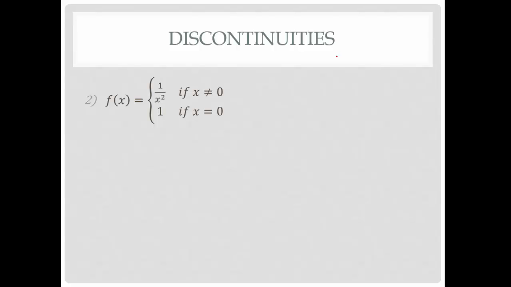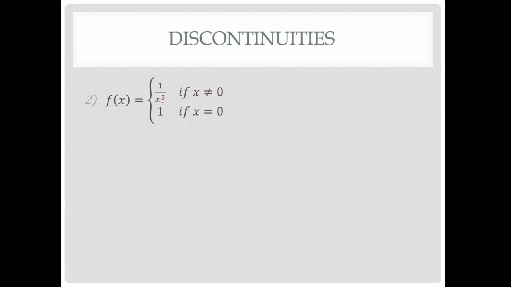Okay, let's take a look at this one. We have f of x equals 1 over x squared if x isn't equal to 0, and 1 if x is equal to 0. So again, the first thing I need to identify is where I should be looking for my discontinuities. I actually have two places I want to check.